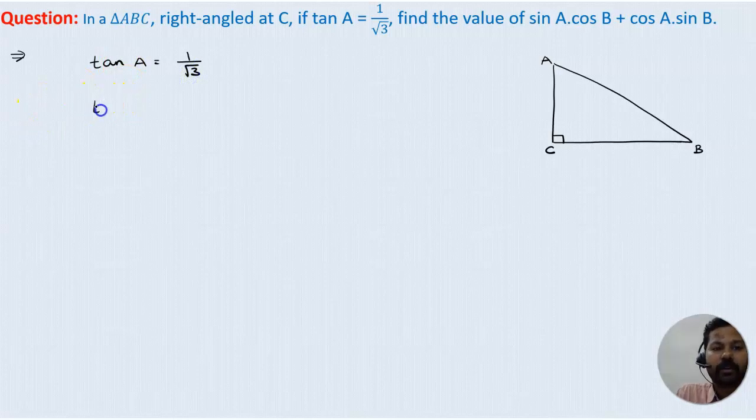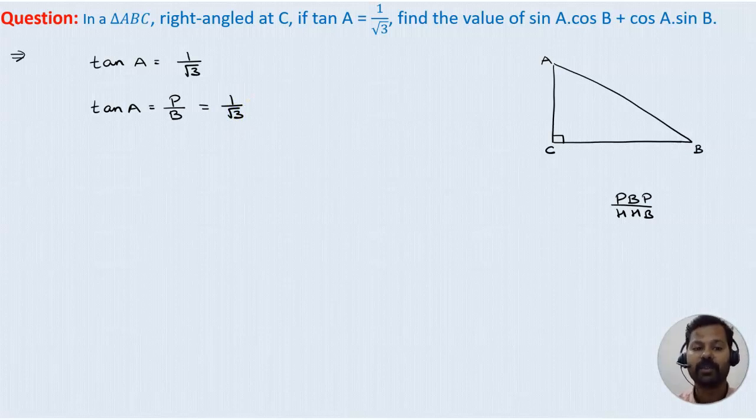Now for the trigonometric ratio tan A, we know that tan is given by Pandit Badri Prasad Har Bhole, so P by B. Tan A is 1 by root 3, so perpendicular is 1 and base is root 3. Now the question is, which one is perpendicular and which one is base? Clearly we are talking about tan A, so we take this angle. The side opposite to the angle is perpendicular and the other side will be base. Now we need sin A, cos B, cos A, sin B.